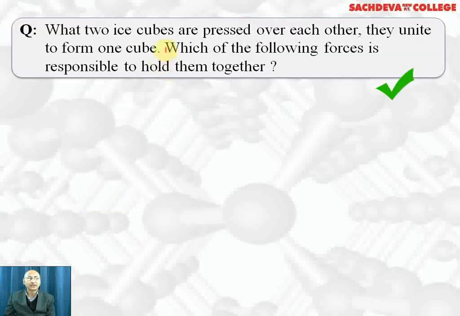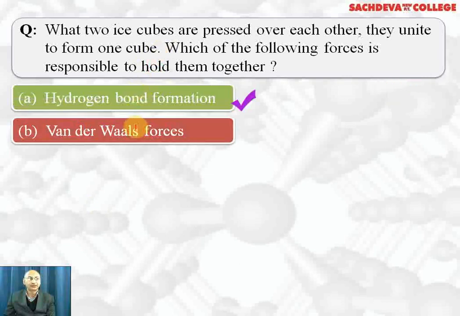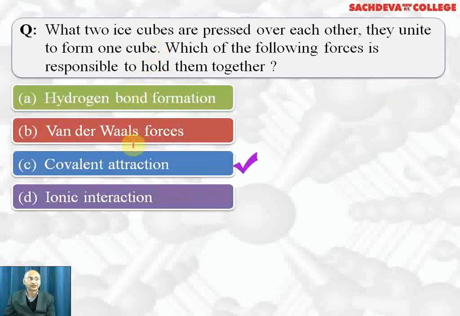When two ice cubes are pressed over each other, they unite to form one cube. Which of the following forces is responsible to hold them together? Hydrogen bond formation, van der Waals forces, covalent attraction, ionic attraction. Correct answer is hydrogen bond formation. Ice cubes join together due to the formation of hydrogen bonds.